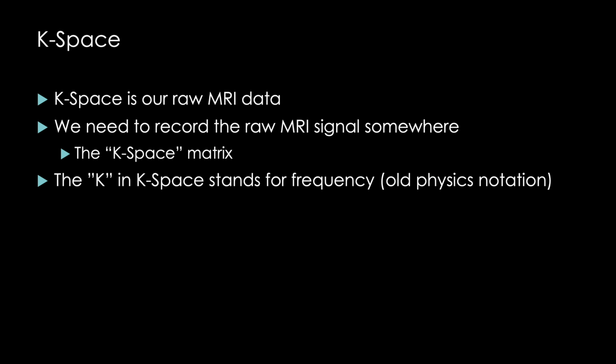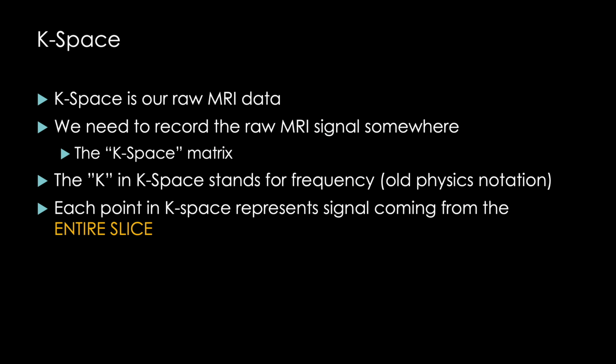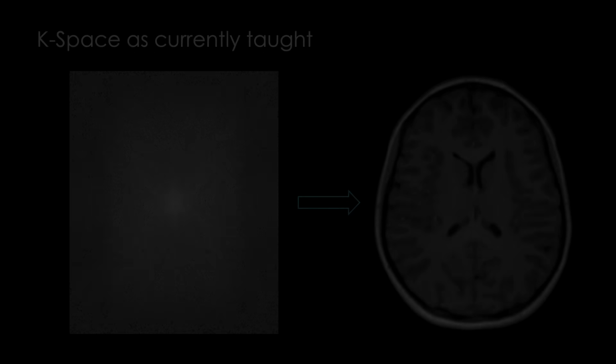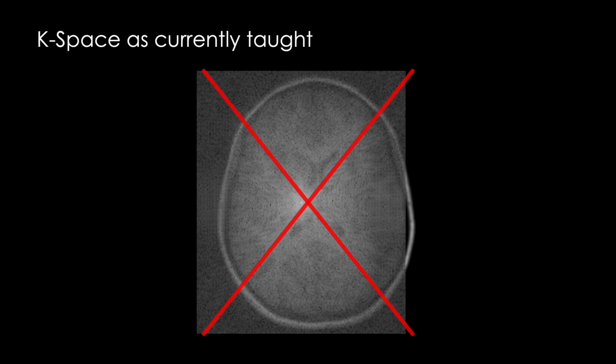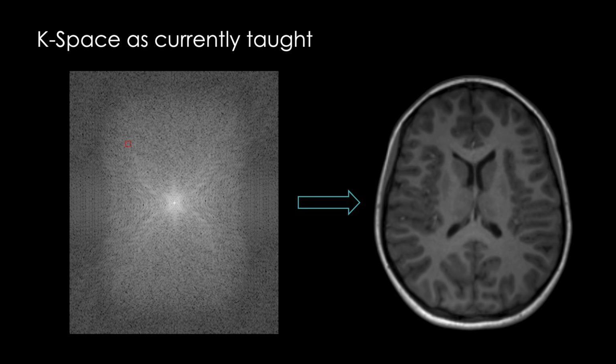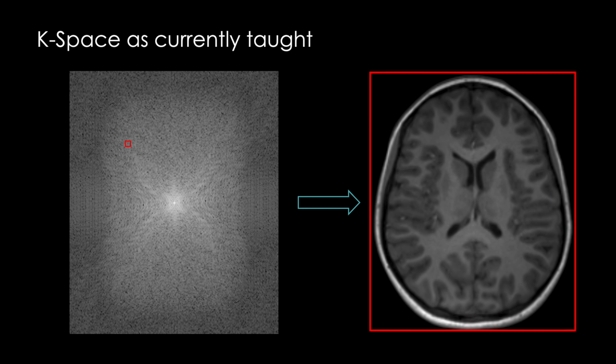Finally, it's critical to remember that each data point in K-space represents signal coming from the entire slice. This is why this relationship is wrong. 1 point here does not equal 1 point here. It equals data from the entire slice.